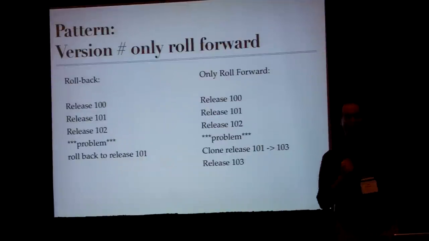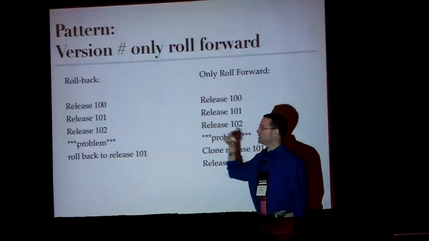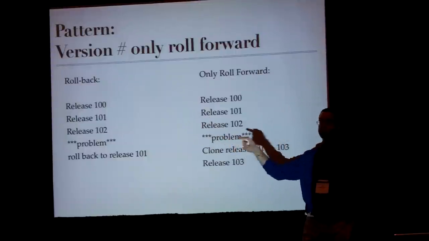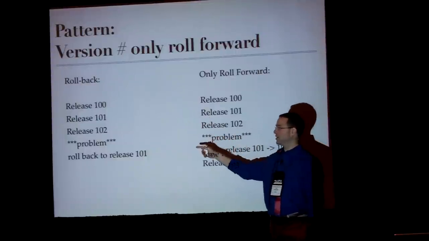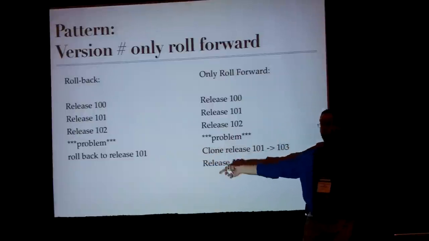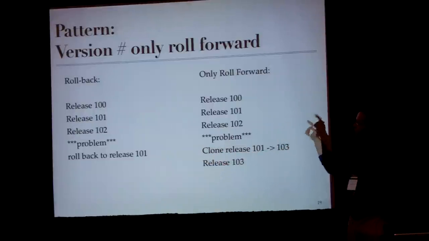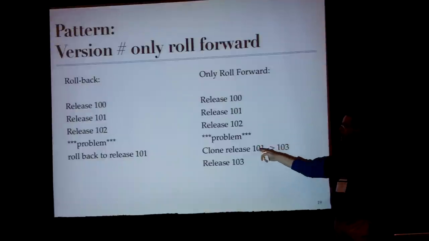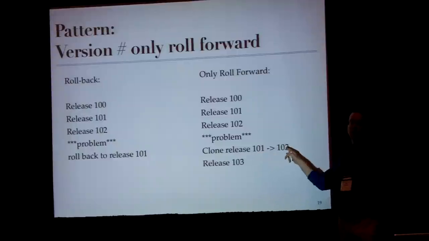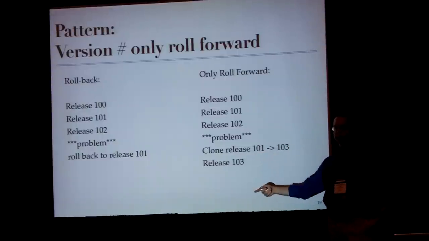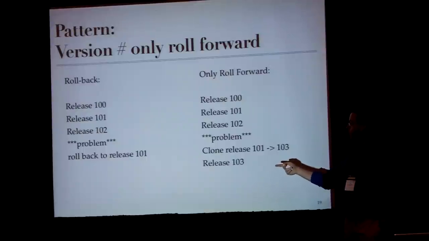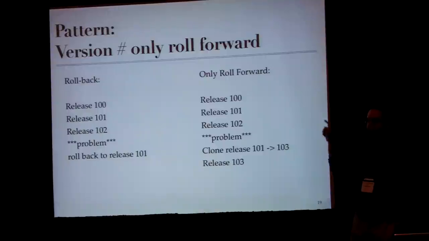Another upgrading technique, only roll forward. So we push out package 100, then 101, then 102. There's a problem, so we roll back to release 101. That's one way of doing things. Another way is we push out release 100, 101, 102. There's a problem, so we clone release 101 and call this 103 and push out 103. Why do we do this differently? This has certain benefits.